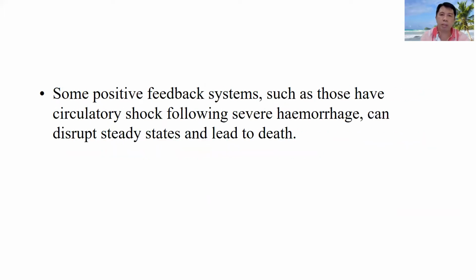Some positive feedback systems, such as circulatory shock following severe hemorrhage, can disrupt the steady state and lead to death. When you have a severe hemorrhage, due to the drop in blood pressure, your heart will pump harder to try to increase the blood pressure. But because you are having a severe hemorrhage, it becomes worse, and in the end it will lead to death.